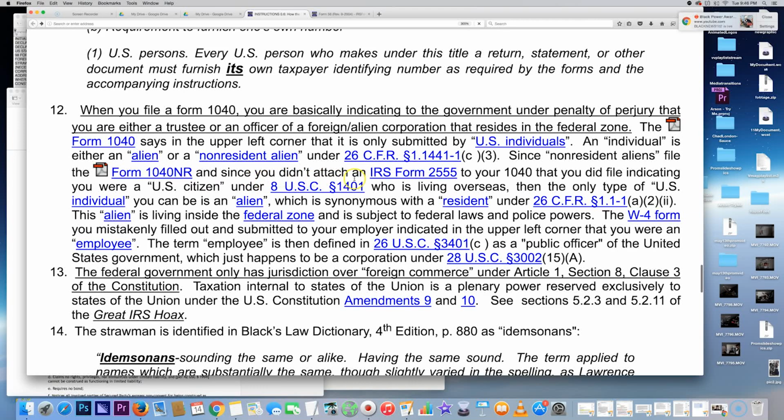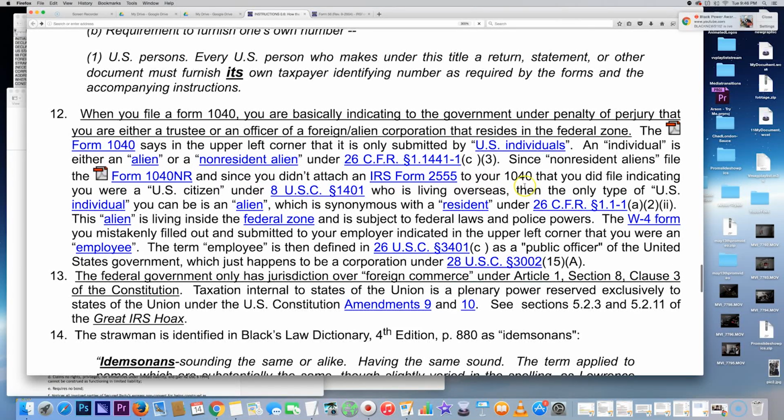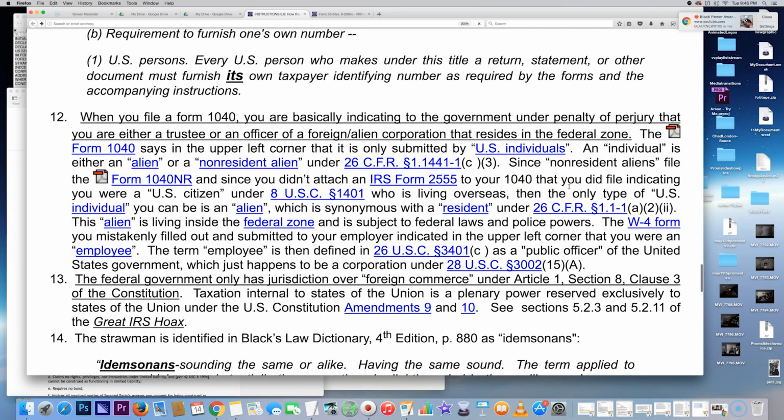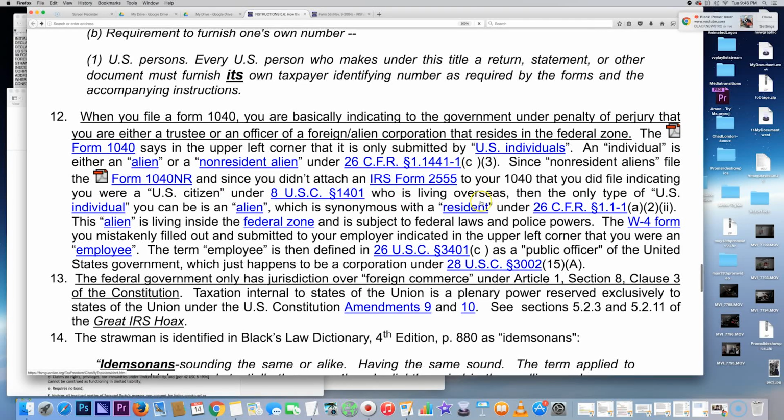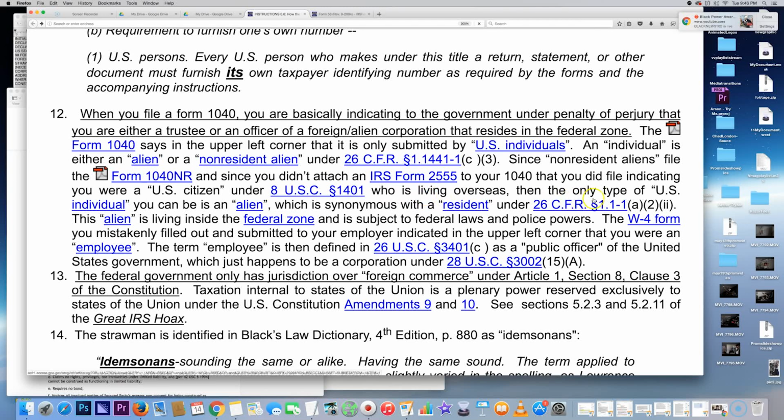1040-NR, and since you didn't attach the IRS Form 2555 to your 1040 that you did file, indicating that you were a U.S. citizen up under United States Constitution, Code 8, Section 1401, living overseas, then the only type of U.S. individual you can be is an alien, which is a resident one. This alien is living inside the federal zone and is subject to federal laws and police powers. That's a deep contract right there. You thought you were just applying for a job.